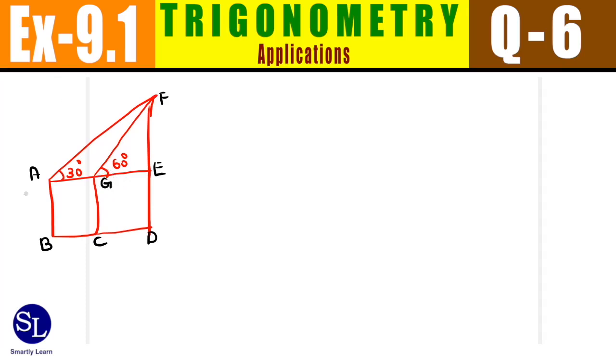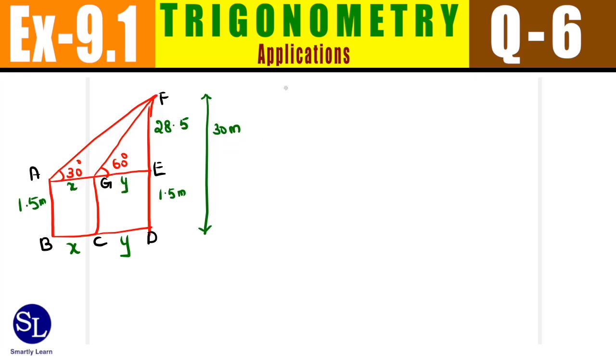Now the height of the boy was given as 1.5 meters. So if AB is 1.5, then DE is 1.5. The total height of the building was given to be 30 meters, which means DF is 30 meters, of which DE is 1.5. So this part is going to be 28.5. The distance the boy walked, BC, is X, and CD we are marking as Y. If BC is X, then AG is also going to be X, and GE is going to be Y. Now you're supposed to find out what is the value of X.